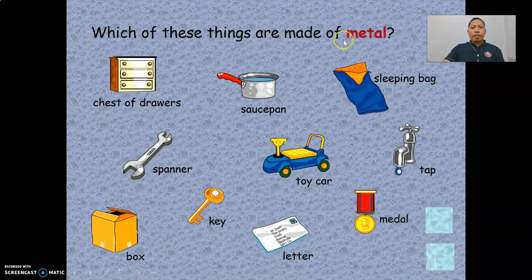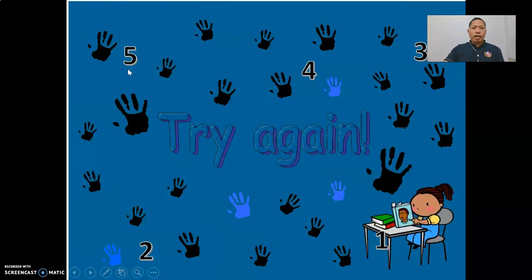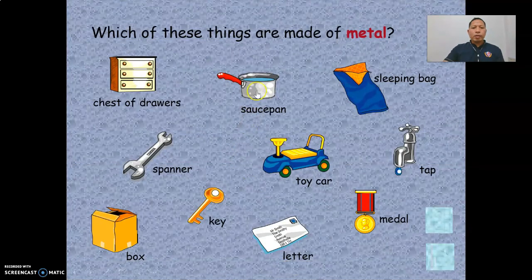Which of these things are made of metal? This one is easy, right? Now, are you ready? If you say yes, do like this. If you say no, do like this. Okay. Chest of drawers. Is it made of metal? Yes or no? 3, 2, 1, go. No. Next. Saucepan. Metal? Yes or no? 3, 2, 1.